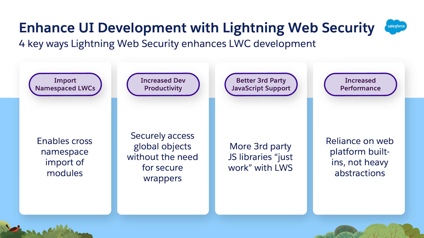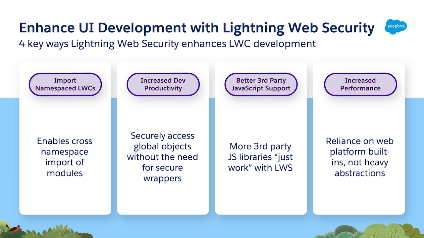Let's take a look at 4 different ways in which LWS enhances LWC development. First, in LWC with Lightning Locker, it was not possible to programmatically reference a component from a different namespace. This is now supported thanks to LWS. When using Lightning Locker, you didn't have access to the real window, document, and element objects, but to secure versions of them, our secure wrappers. With LWS, you can use a copy of these global objects in which just some insecure APIs are distorted.